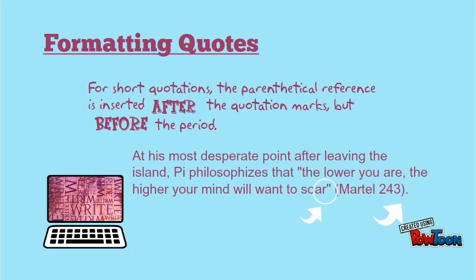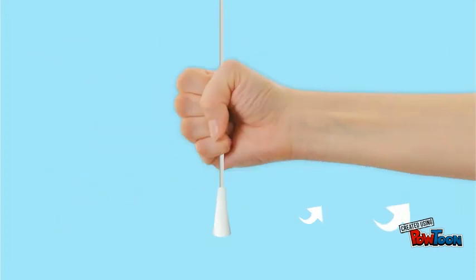If there is a question mark or an exclamation mark that belongs with the original quote, you leave it in there. But the period has to be deleted and it's put after the bracket.